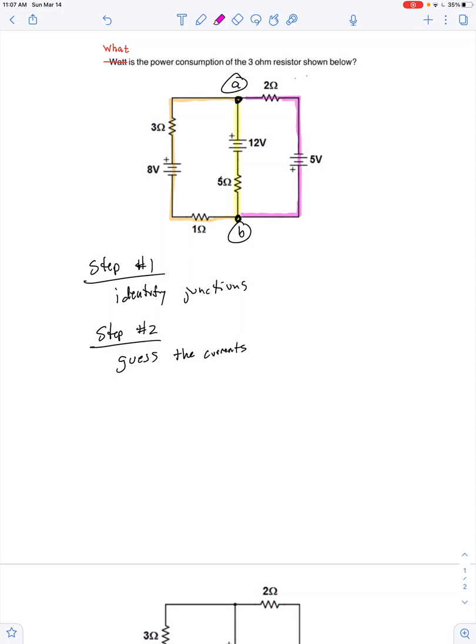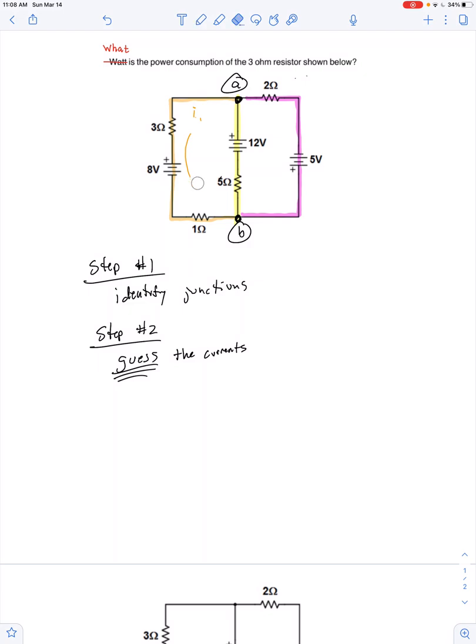Okay, so if there are 3 unique paths to get from A to B, then that means there are 3 unique values of current flowing in this circuit. When we say guess, that means guess the direction that the currents are flowing. And we'll label them as I1, I2, and I3. So for example, there's some current that flows through this portion shaded in orange. So what should we guess? That the current we're going to label as I1 flows up through the 3 ohm resistor, or should we guess that the current flows down?